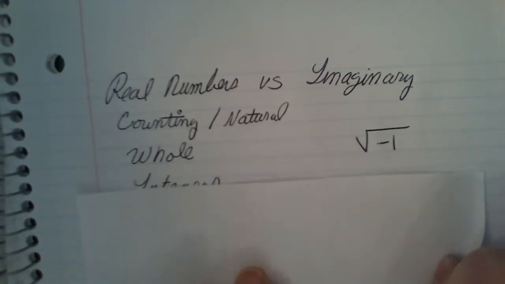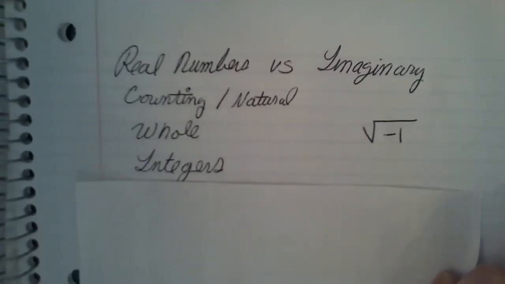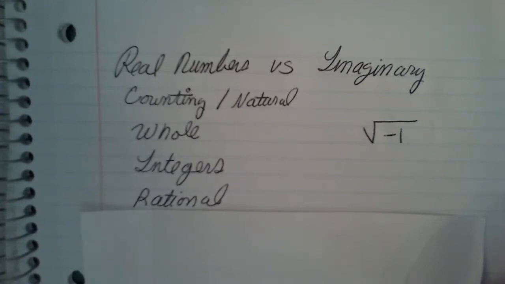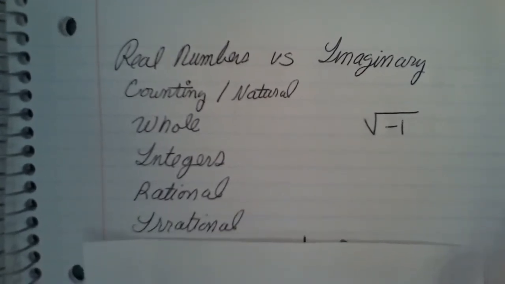And then we progress to the integers, which are all of the whole numbers and their opposites. That includes the negative numbers. And then we have rational numbers, which are numbers that can be represented as fractions, like 1/2, 2/3, even 5, because 5 over 1 is a fraction. And then lastly, real numbers include irrational numbers.